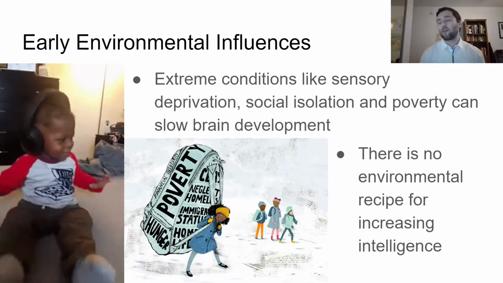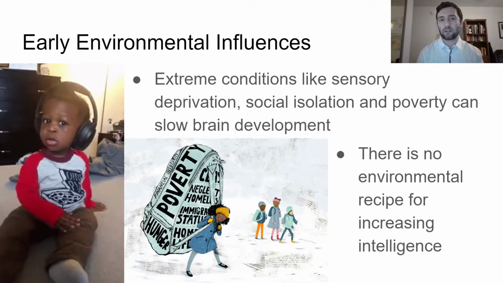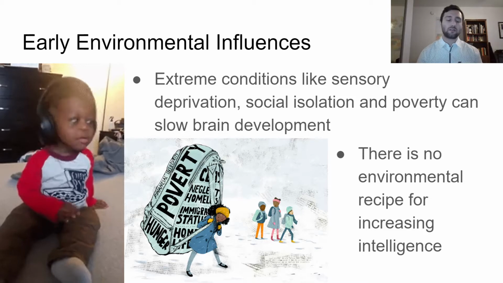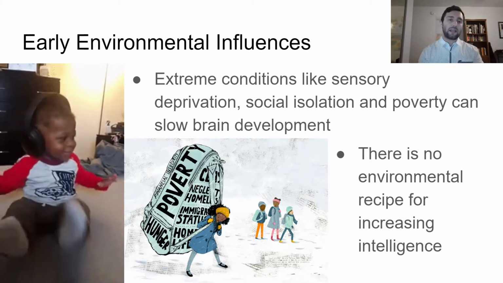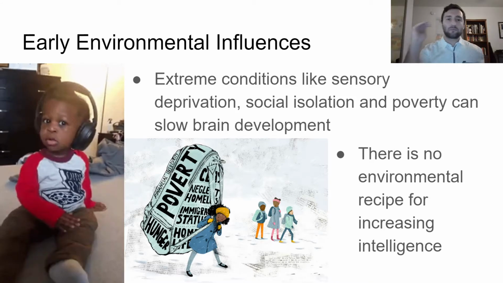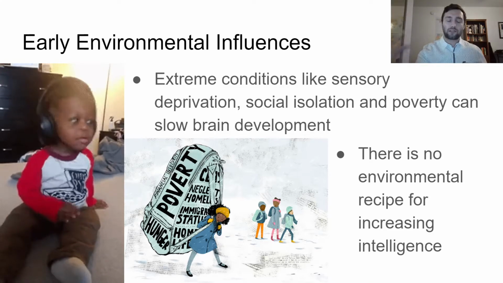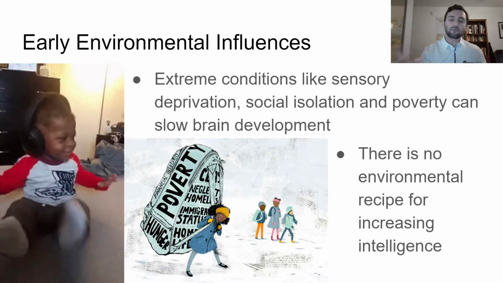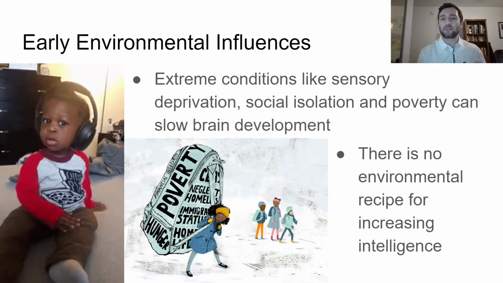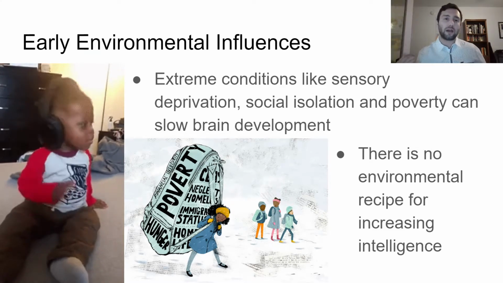Now, the other thing that we know is that there is no environmental recipe for increasing intelligence. I think the simplest way to think about it is this: genetically, you get a certain level of intelligence, which you can think of as the max possible intelligence that you could have. There's a maximum IQ that you are born with genetically. Then over your lifetime, you'll go through experiences that will either help push you towards that max number or pull you down away from it.